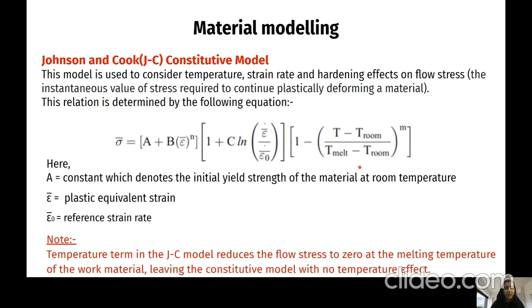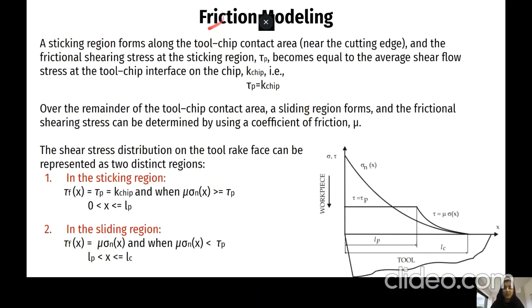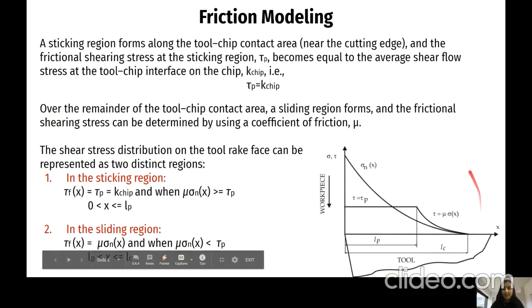The second model which we'll be looking upon is the friction modeling. As we can see, we can divide the region of the workpiece into two parts. The first one being the sticking region, that is when x belongs to 0 to LP, it will be the sticking region, and when x belongs to LP to LC, it will be the sliding region. So these are the two different regions in which our tool surface can be divided.